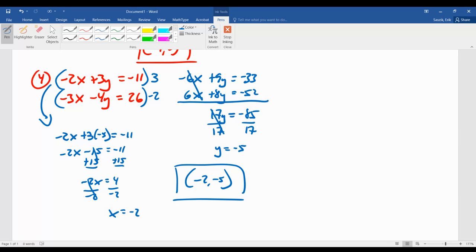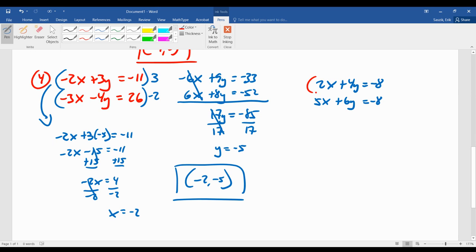All right. And I'll do one more. 2x plus 4y equals negative 8. 5x plus 6y equals negative 8 as well. So I could either put these up to 10 or put these up to 12. It doesn't really matter. I'm going to stick with the smaller.